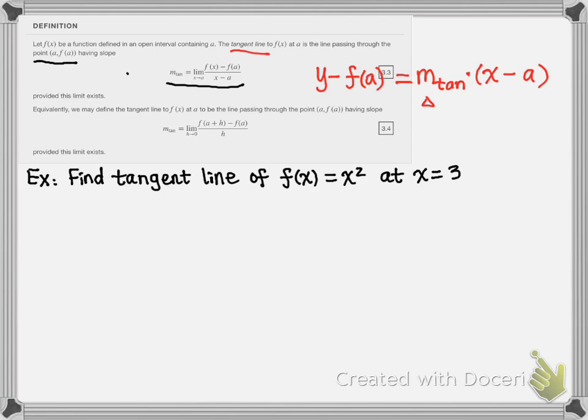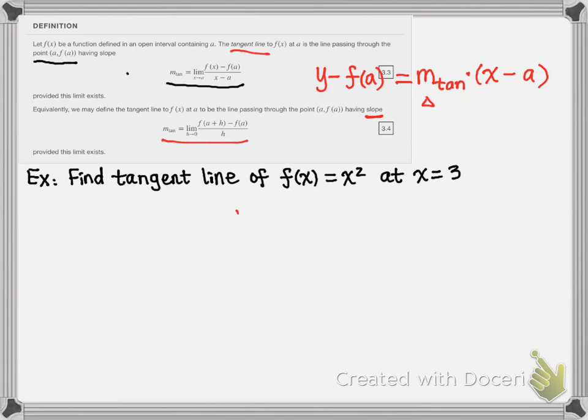Now alternatively, you can define the slope of the tangent line to be the limit as h goes to 0 of f of a plus h minus f of a, all over h. And it depends on which definition is more convenient for you to work with. You can choose either definition to find the slope. And in our textbook, we have examples using both of them.